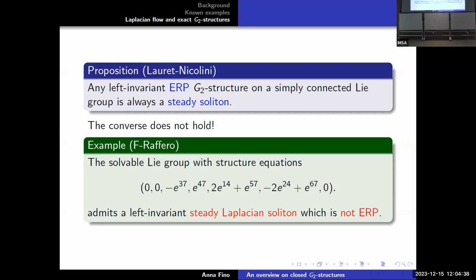What can we say about solitons, if you work at the level of the group, and you have this extremally Ricci pinched condition? That always implies a steady soliton, but the converse is not true. So you have one direction, but not the other direction. We show that you can have a solvable group which has a steady Laplacian soliton which is not extremally Ricci pinched.